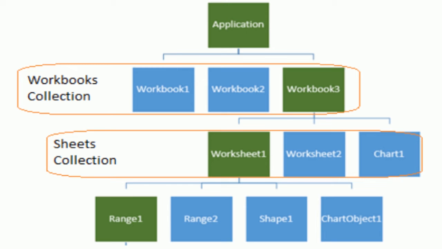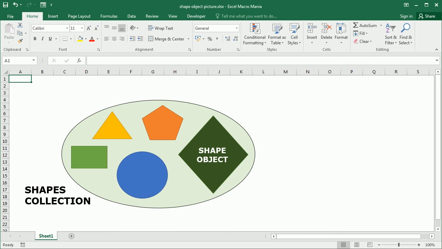Similarly, the worksheet object is a member of the worksheets collection, and the chart object is a member of the charts collection. But here we see that both worksheet and chart objects are also members of the sheets collection. In this example, worksheet 1 and worksheet 2 are part of the worksheets collection too. Let me show you another more visual example. I think you already know where I'm going. And yes, each shape object, the rectangle, the triangle, etc., belong to the shapes collection in worksheet sheet 1.